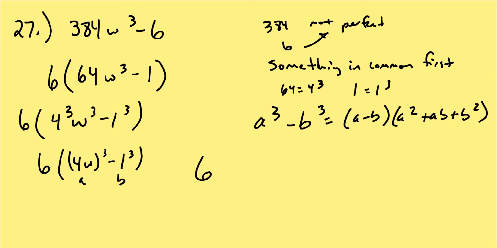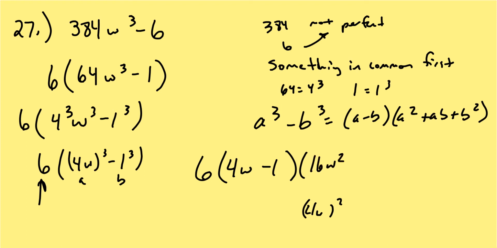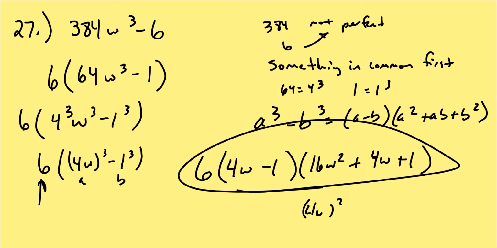So my final answer is 6 because it's outside. It's going to stay there. Then I put 4w minus 1. Now I have to do 4w squared. So I have 4w, but I'm going to square it. So I'm going to get 16w squared plus 4w plus 1. And that's my answer for 27.